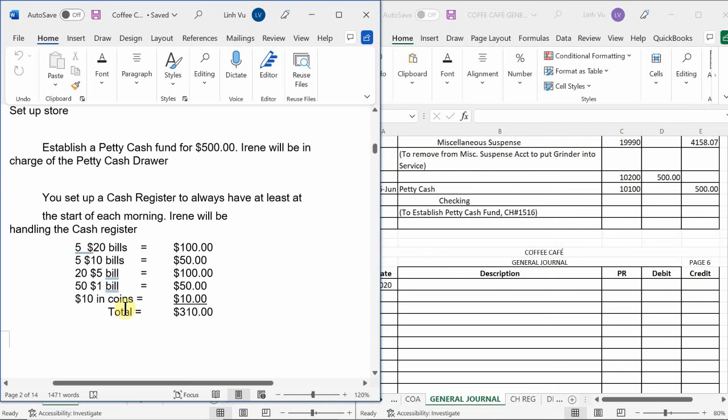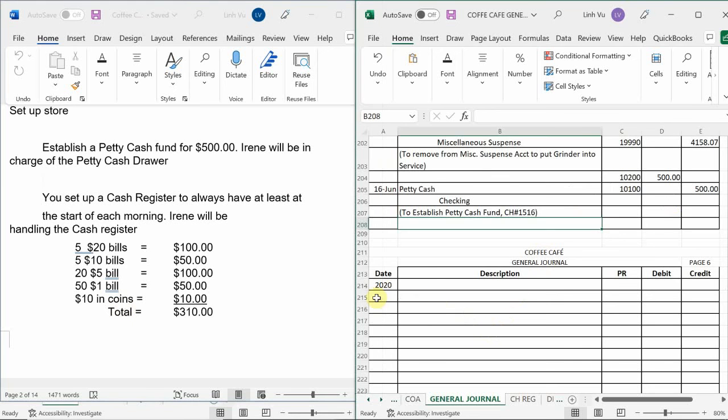This is what the cash drawer needs to have. It needs to have exactly $310, right? It needs to have 5 $10 bills, 5 $5 bills, and 5 $1 bills, and $10 worth in coins. So, well, you use the cash register as the debit.